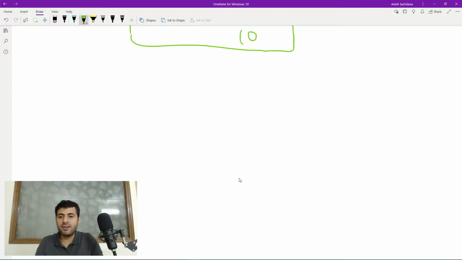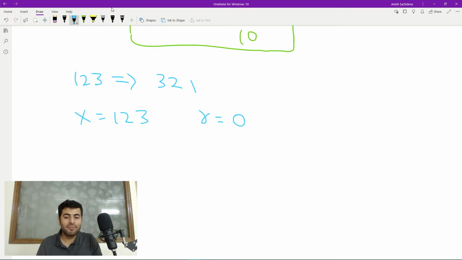Alright, so here goes. We have some number 123 and we have to reverse it. So the answer should be 321. This is how we will approach this problem. We will have our initial number x, which is 123, and we will have a result, which is initially 0. Now we will iterate on our number 123, and in each iteration we will update the value of result so that it becomes 321. This is how we do it.